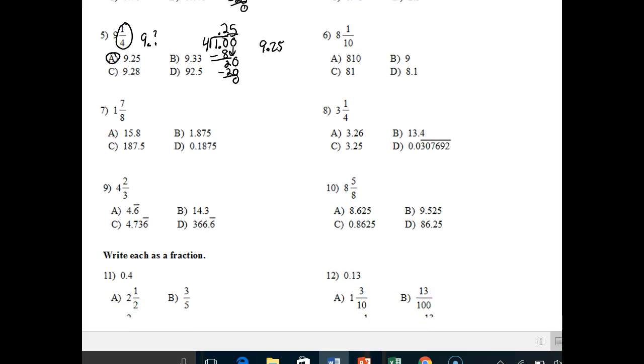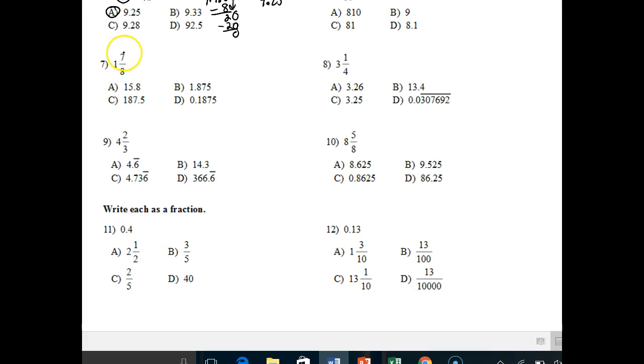All right, for number 7, I have 1 and 7/8. So again, just worry about the 7/8. Okay, so we want 8 into 7. Remember that you do have a 1, so 1 point something. What is the 7/8 as a decimal? So decimal, decimal, 0. 8 goes into 70 8 times, which is 64, with 6 left over. 0, bring it on down. 8 goes into 60 7 times, which is 56. We have 4 left over, 0, bring it on down. And 8 goes into 40 5 times, which is 40, with nothing left over. So we have 1.875, B.